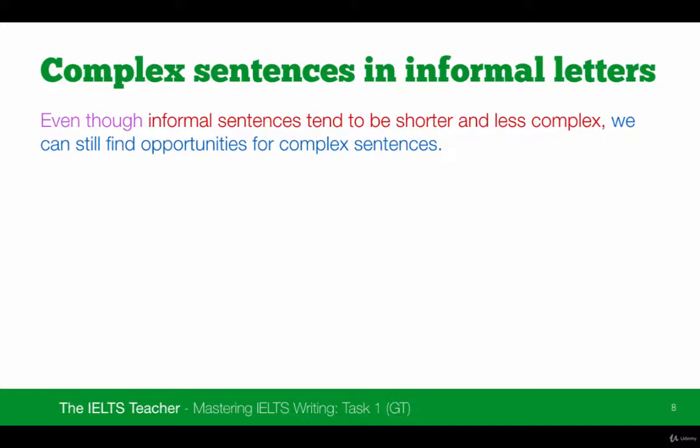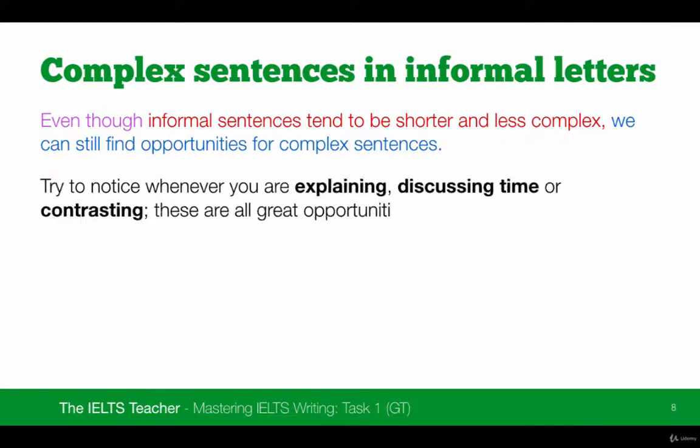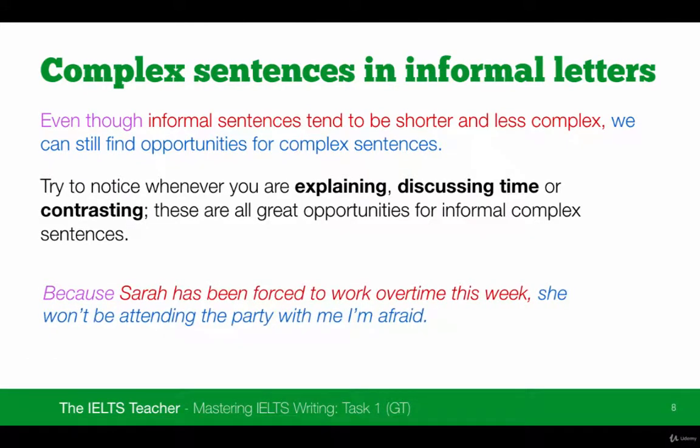Okay, so let's have a look at some specific examples. And first of all, try to notice whenever you are explaining or discussing time or contrasting. These are all great opportunities for informal complex sentences. For example, because Sarah has been forced to work overtime this week, she won't be attending the party with me, I'm afraid. Here we're explaining using the subordinating conjunction because.